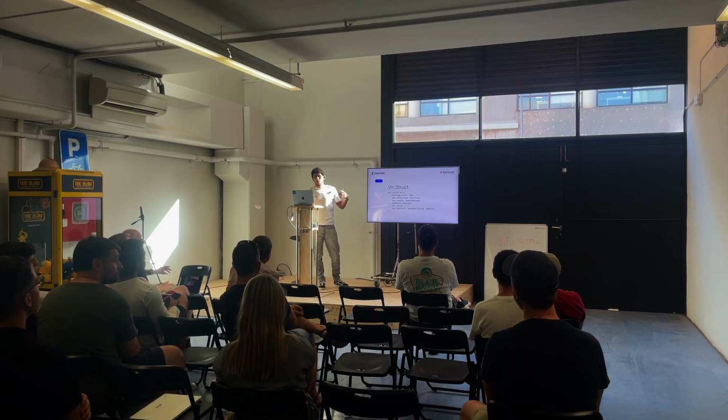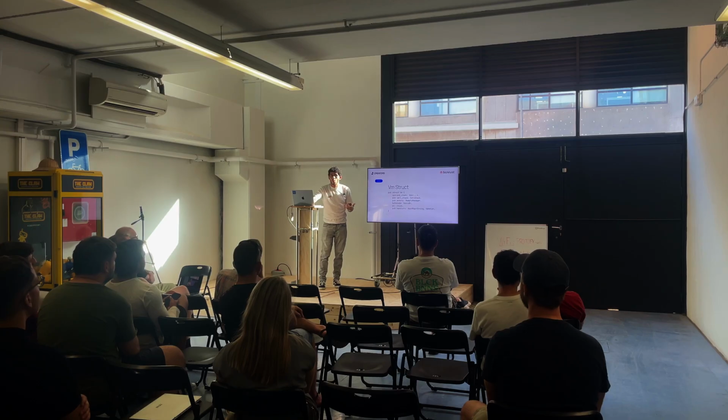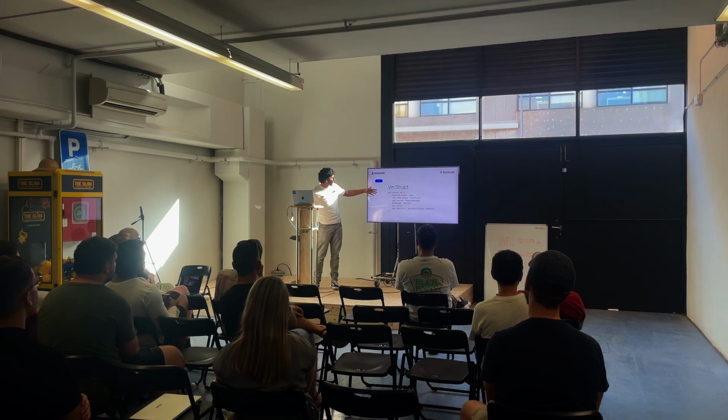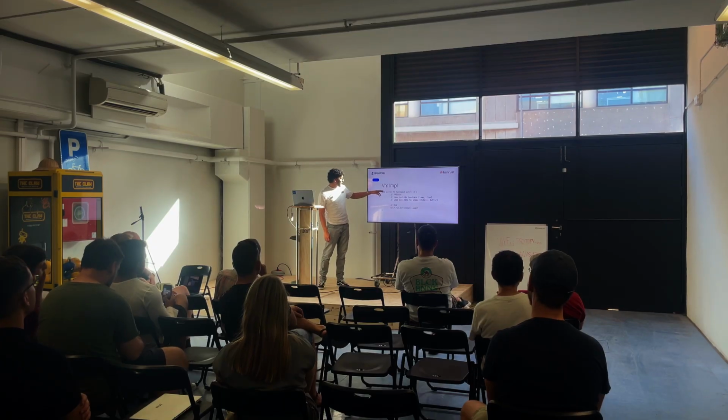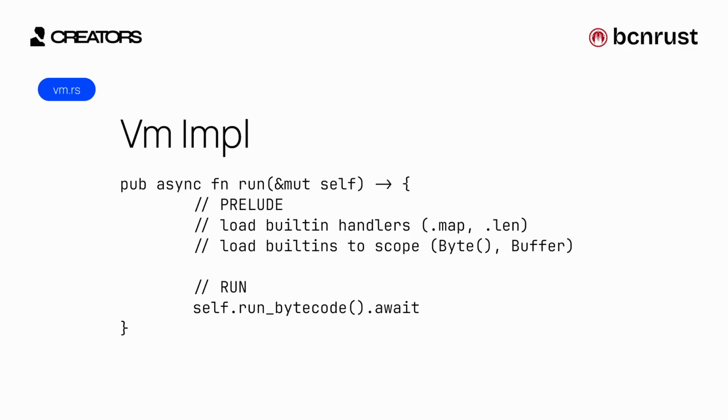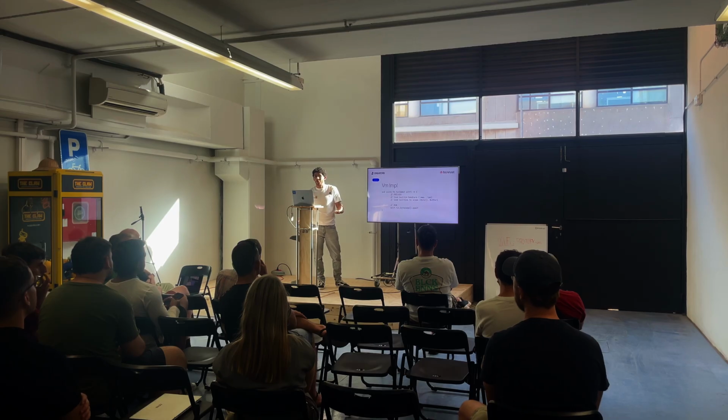So with this struct, right now we can initialize a new VM with all this stuff, but what can we do with it? We can run the machine itself. Basically, in the run method, we first do the prelude, which, in the virtual machine's wording, is basically loading all the stuff that you think will be loaded when you run a machine.